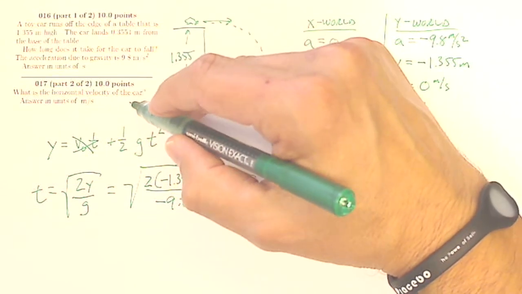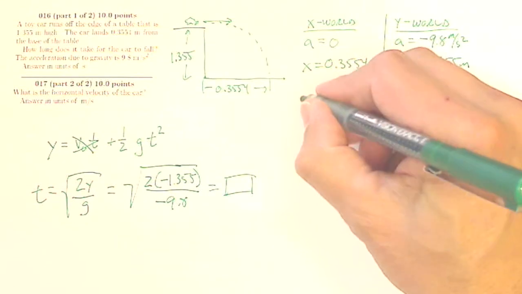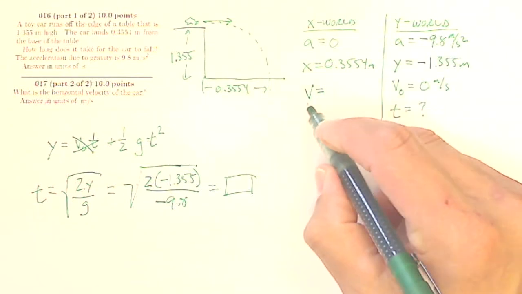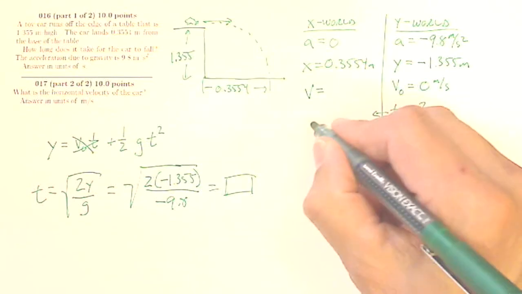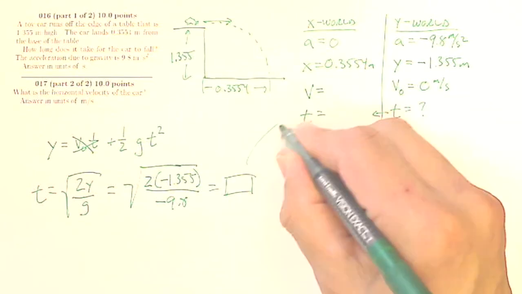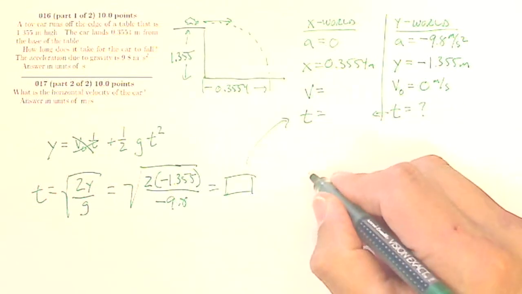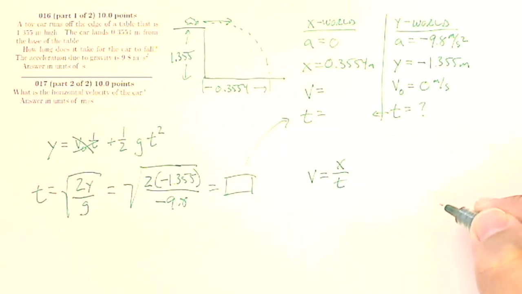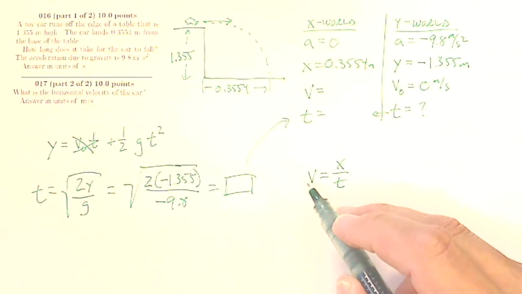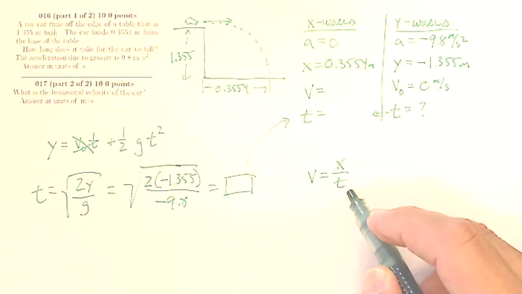Question number 17 says, what is the horizontal velocity of the car? That's this velocity here. So I'm looking for a horizontal velocity. That's my velocity in the x world. Now that I know time, time can cross over into the x world. So this time is this time. So if I want my velocity, well, my velocity in the x world is simply my displacement over time. Now, this is the case because I have no acceleration, so this velocity is my average velocity, is my total velocity, is my final velocity, is my initial velocity, just distance over time.